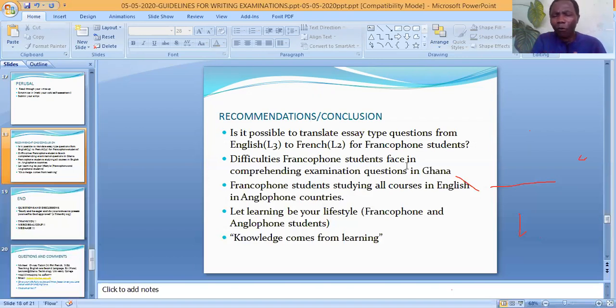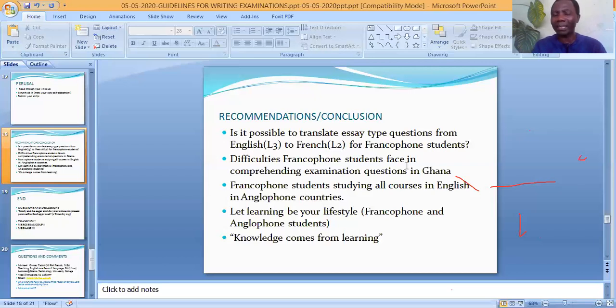can equally follow this thing. It's not just for Francophone students. Francophone students study all courses in English in Anglophone countries. We have to see how to help them accordingly so that they will be able to overcome their learning difficulties or challenges in academia, or their course of study or program of study. That's what you mean. So let's learn it.